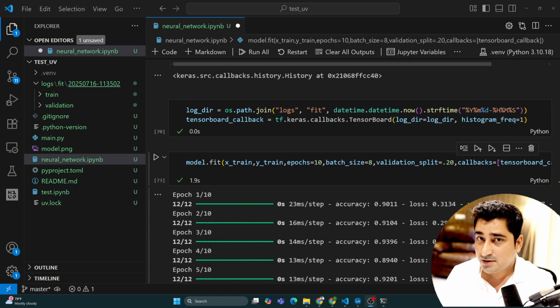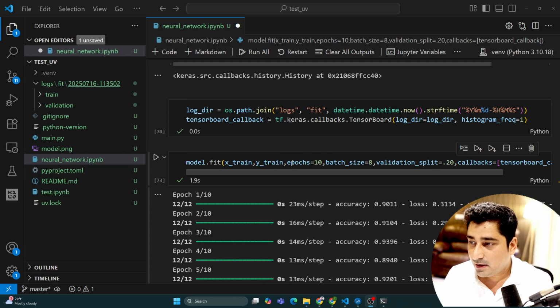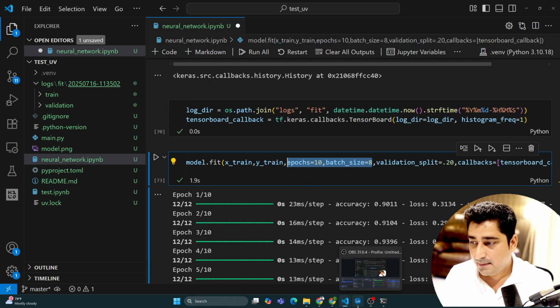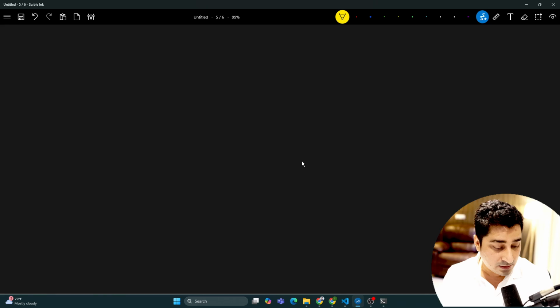So the question is very simple. How many times are we updating a weight if my epoch is equal to 10 and my batch size is equal to 8? That's something we have to do the math for. We have to do the calculation. So here, let me do the math.